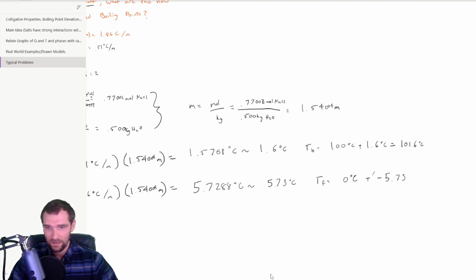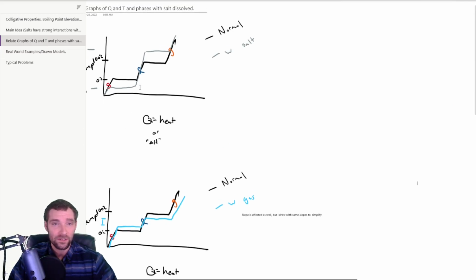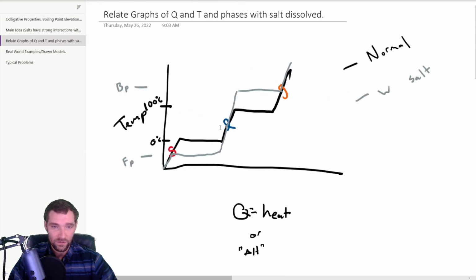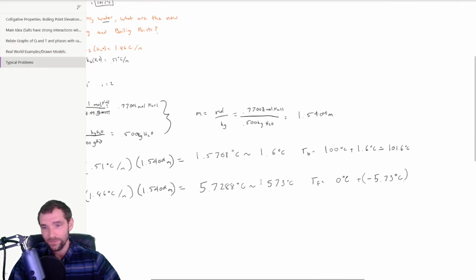Because, as we've talked about, this is where conceptually understanding really helps. If we're talking about a salt, it extends the liquid phase. It's getting all these interactions. So the freezing point should be lower and the boiling point should be higher. When we're talking about salts, that is. Remember, gases are opposite of that. Okay, so the new freezing point is going to be at negative 5.73 degrees Celsius.